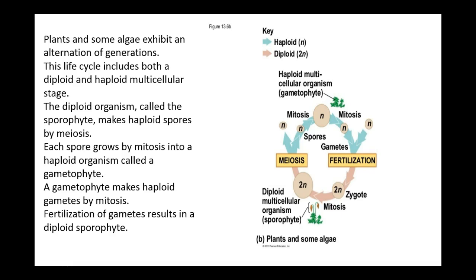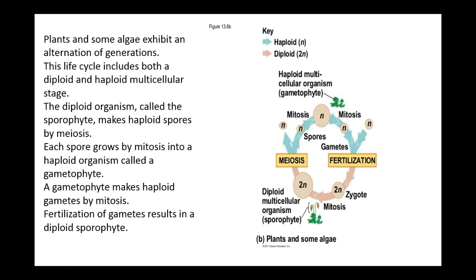This actually reproduces what we just talked about. Some plants and algae exhibit alternating generations. That was the term I was trying to use, where the life cycle includes both the diploid and haploid multicellular stage. The diploid organism is called a sporophyte. There's the term. The term showed up on the last one, but it wasn't on the left. It makes haploid spores by meiosis. Each spore grows by mitotic division into a haploid organism called a gametophyte.